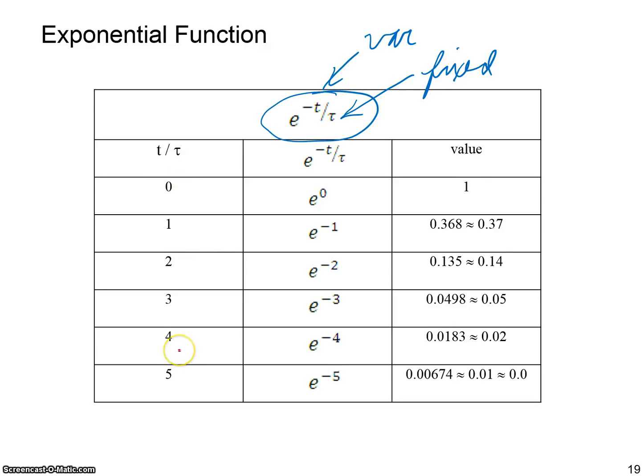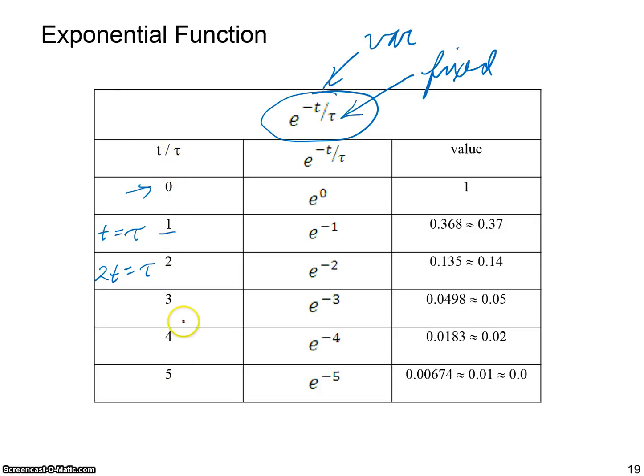In this column, if we let t equal 0, then this ratio becomes 0. If we let t equal tau, then we get 1. So this would be t equals tau. Here, we let time go a little bit longer, t equals 2 tau, the ratio would give us 2, and so on. As t increases, we get these numbers as the ratio.